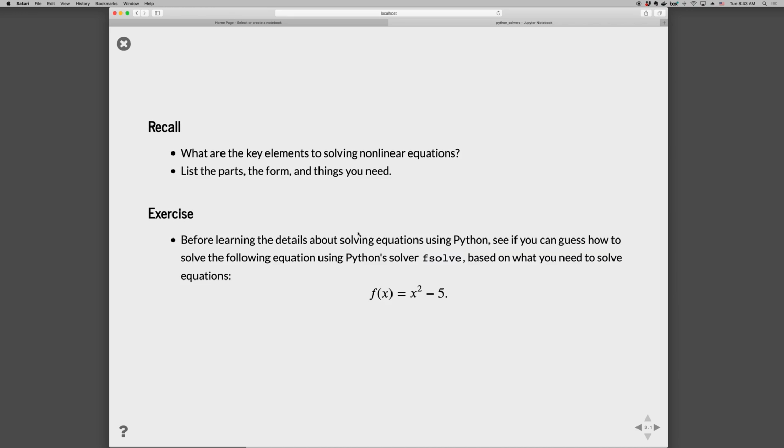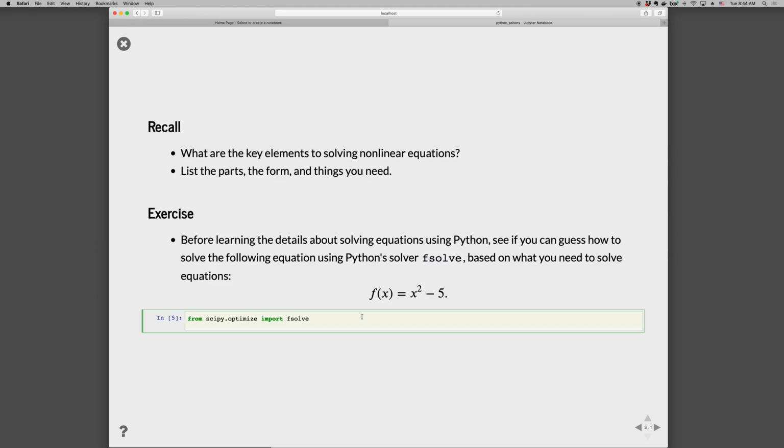And so before we learn about the details of how to use this, go ahead and see if you can solve the following equation using fsolve. Think about what it's going to want and see if you can put this together before you even look at how to use it. And then we'll go through and use it. So pause the video here. Go ahead and see if you can work this problem.